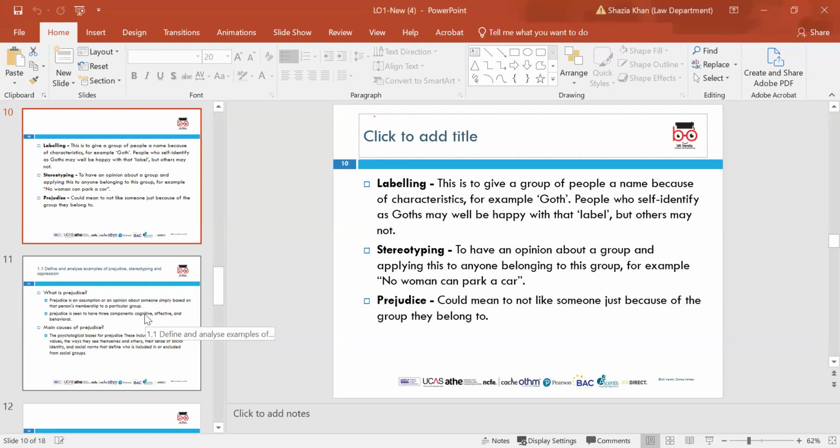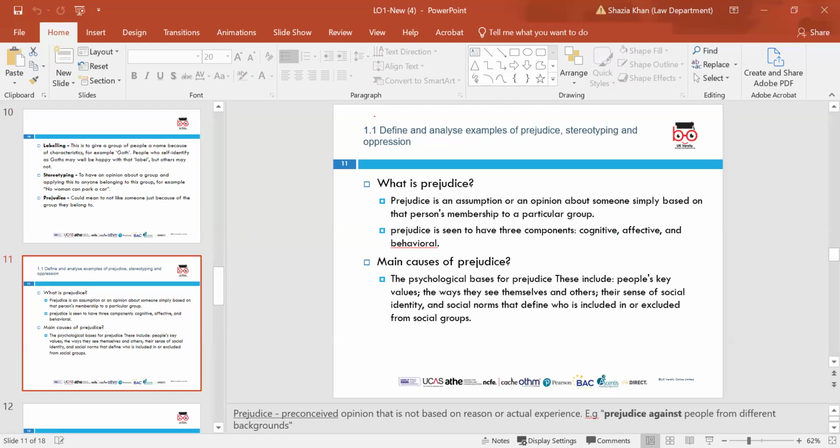Discrimination involves treating people differently because of assumptions made about a person or a group of people based on their differences. Negative attitudes and behavior exist in society that can lead individuals or groups to being oppressed and disadvantaged. So we need to make sure this doesn't happen within the workplace because it has a huge impact. Let's go through each one. So we're looking at 1.1, defining and analysing examples of prejudice, stereotyping, and oppression.